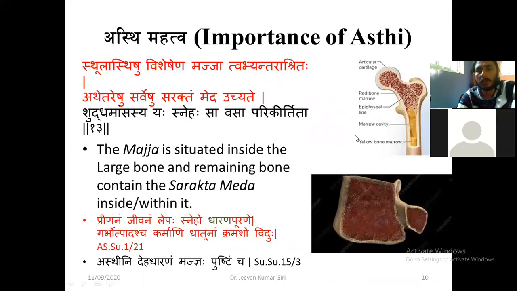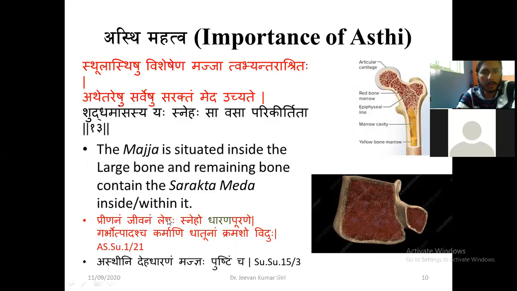Flat bone, irregular bone, many types of classification are there. Just remember that. Are you getting? So the majja is situated inside the large bone, and the remaining bones consist of sarakta meda within them. That is the meaning. So here majja means the yellow bone marrow, and sarakta meda is for red bone marrow. Just remember this. Now see the next important point.